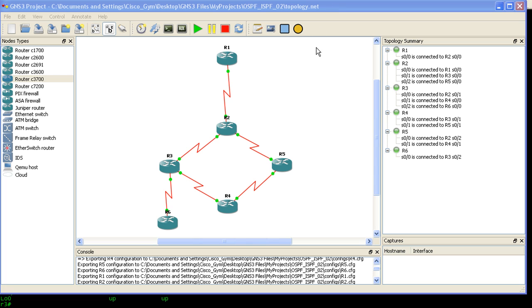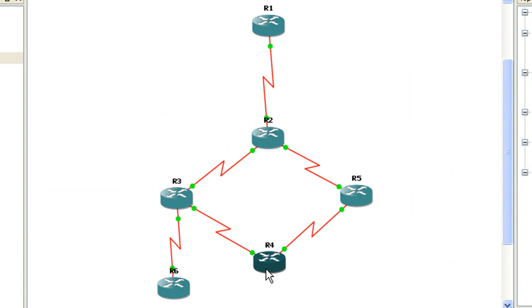Oh, I think I know what's going on. One second. All right, in my brilliance, when I built this in GNS3, you can see what I did differently. I put R4 here, which is probably where it should have been in the first place. So it's the same SPF tree, it's just that R4 and R5 have swapped.